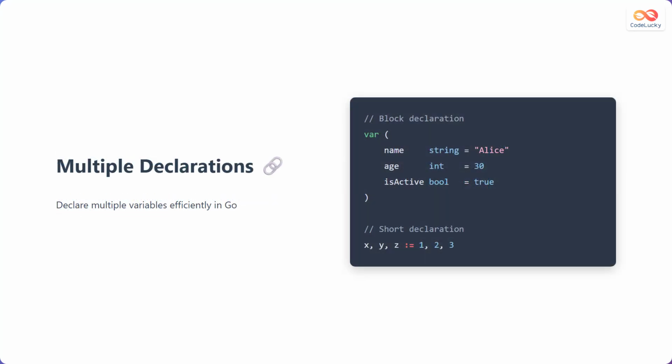Go provides efficient ways to declare multiple variables. You can declare multiple variables in a block using the var keyword followed by parentheses. Inside the parentheses, you can declare each variable with its name, type, and initial value. For example, you can declare name string = "Alice", age int = 30, and isActive bool = true within a var block. You can also use short declarations to declare multiple variables on a single line. For example, x, y, z := 1, 2, 3 declares three integer variables x, y, and z with the values 1, 2, and 3 respectively.